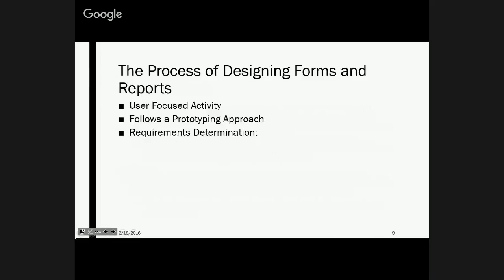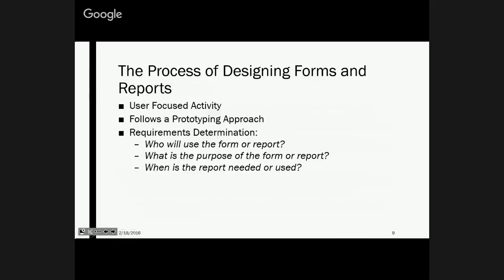All right, so prototyping. So requirements determination. As we start designing, we need to think who's going to use this. If we're going to be user focused, we need to figure out who's actually going to use it. What's the purpose? That's pretty obvious. When is it needed or used? That has an effect on whether this is something you have to use 60 times a day as part of your job, or do they use it once a month? That changes a lot how it needs to be designed.